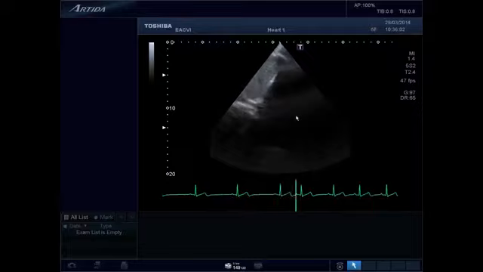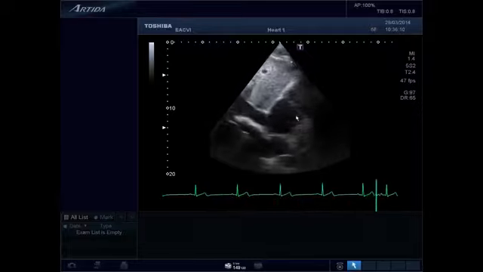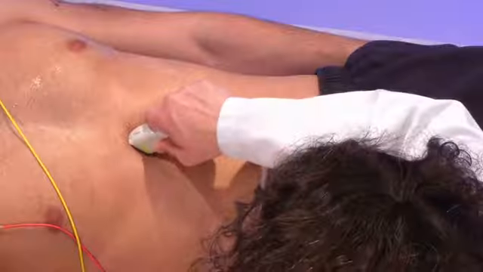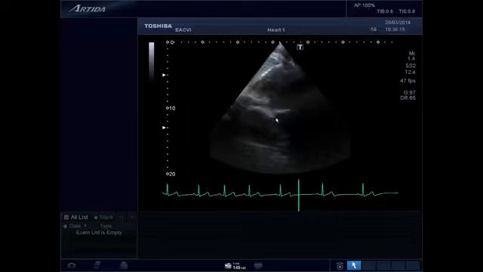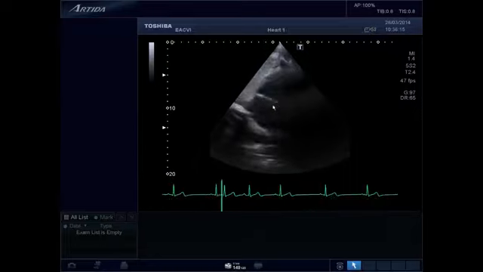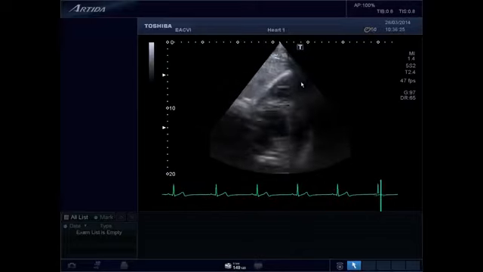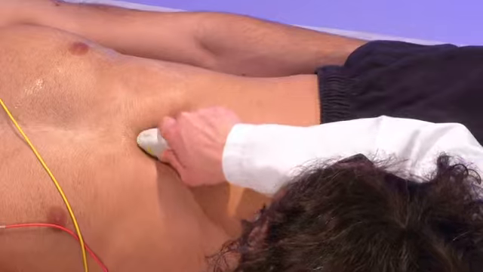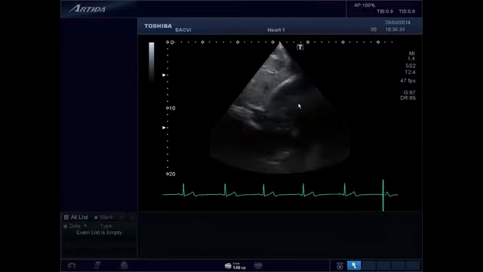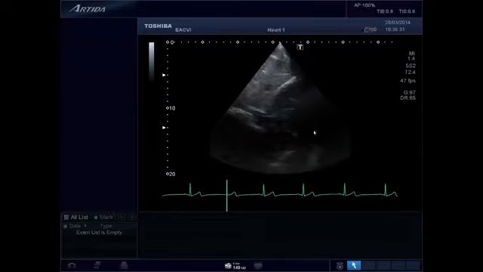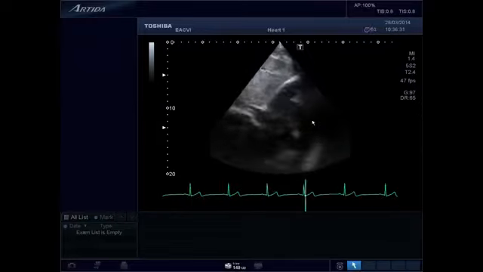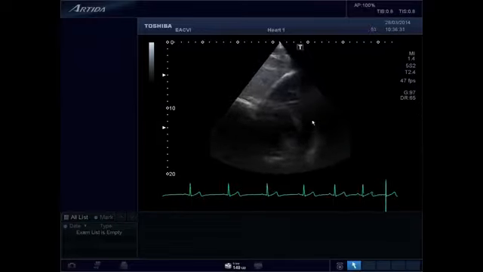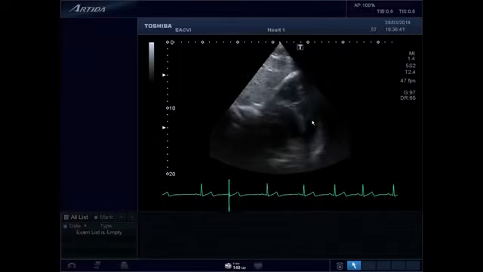Okay, relax. Try to up. So here is the aortic valve. Here is the tricuspid valve with the right atrium and the right ventricle. If I move a little bit the transducer, I will obtain the pulmonary valve and the pulmonary artery here. Okay, then, so you can breathe.